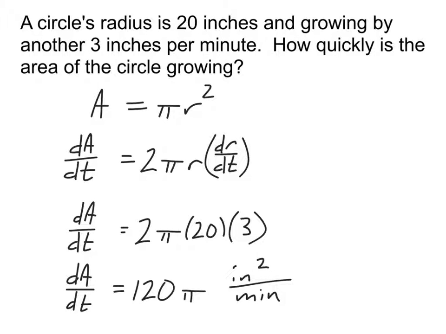So what this is saying is that at this moment, if you have a circle with radius of 20 and it's increasing by 3 inches per minute, that means the area of that circle is increasing by 120 pi square inches per minute. And so we're done. We now know how quickly the area of the circle is growing.